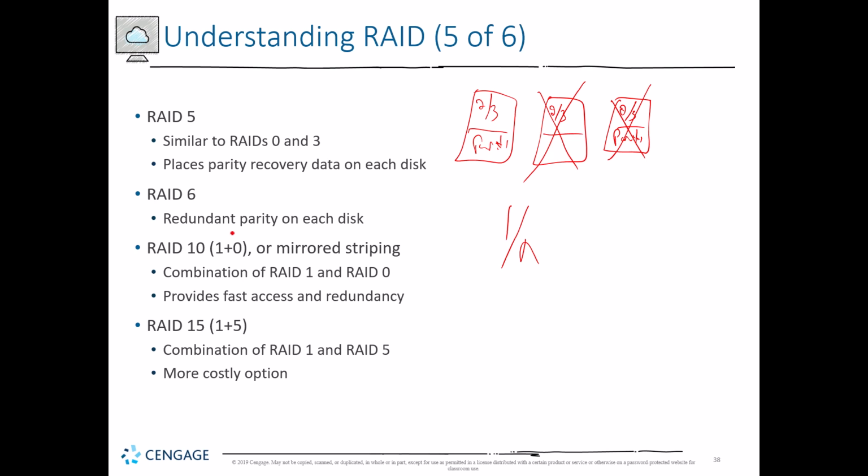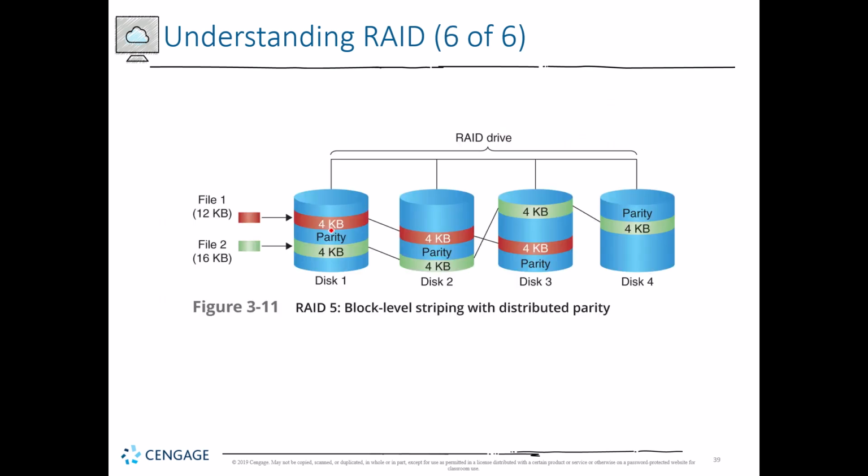With RAID 6, there's additional parity on each disk, so RAID 6 allows you to have the capability of having more drives fail. And again, RAID 10 or RAID 1 plus 0, there's RAID 15, 1 plus 5, there's RAID 16, 1 plus 6, and so forth. Here we have RAID 5. Again, we have it spread out over 3 or more drives, and then there's parity on each of the drives.